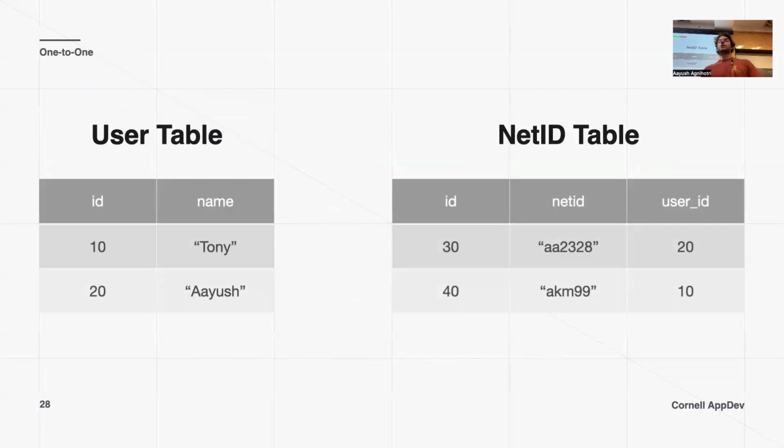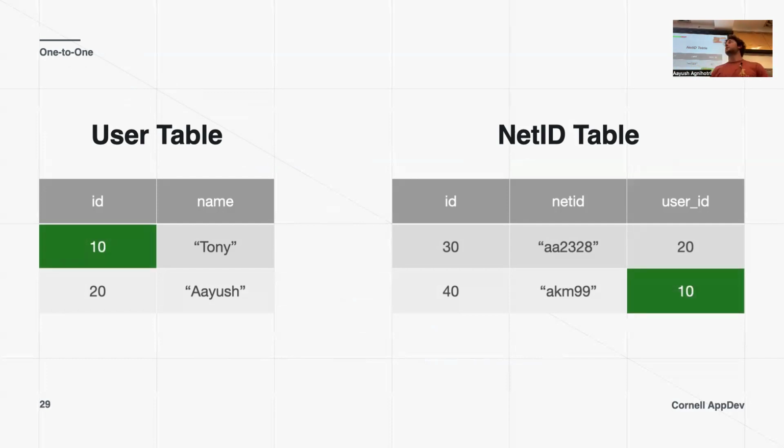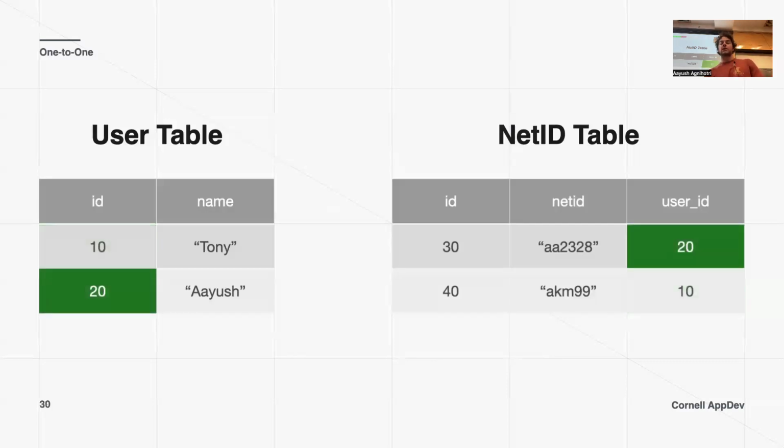So over here we have a user table and a net ID table. We see that the two users are me and Ayush, and we see the net IDs over here in the net ID table. This user ID column, like in the previous example, relates the net IDs to the users in the user table. So we see that the person with user ID 10, which is me, has the net ID AKM99. And the user ID of 20, which is Ayush, has a net ID of AA2328.